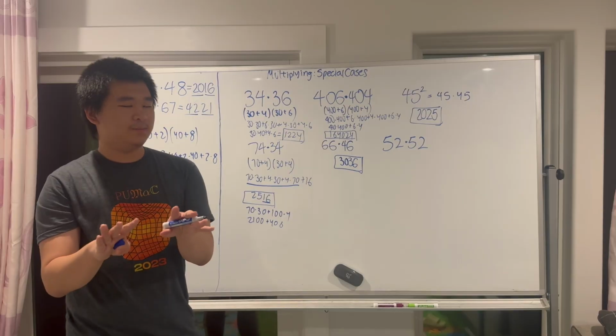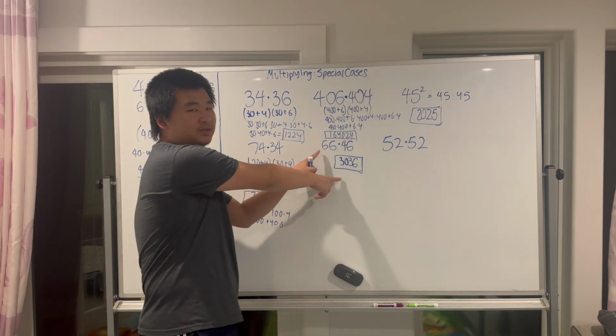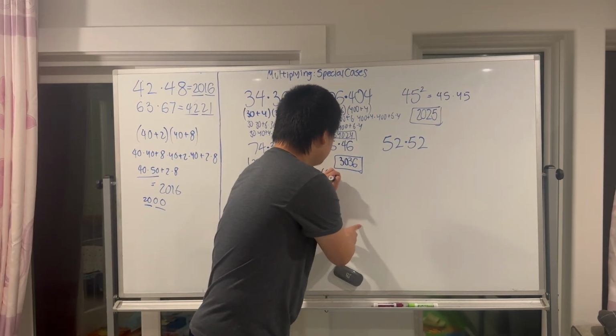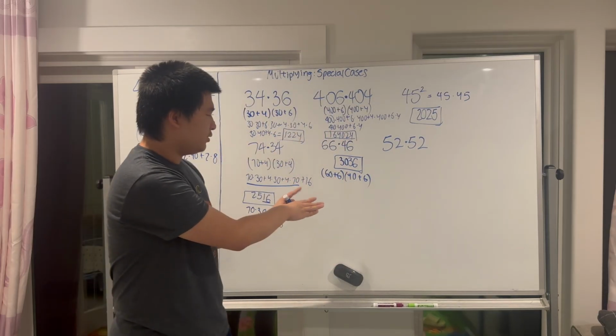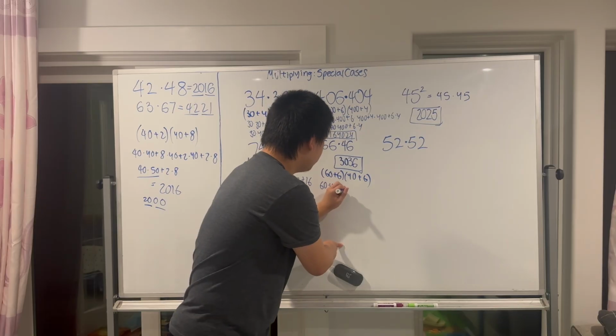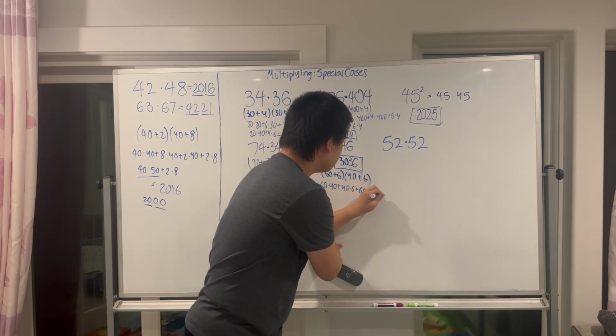And now let's backtrack a bit and derive this just in case anyone is still confused. But if you did manage to write this down, congratulations. So it is 60 plus 6 times 40 plus 6. This will give us 60 times 40 plus 40 times 6 plus 60 times 6 plus 6 times 6.